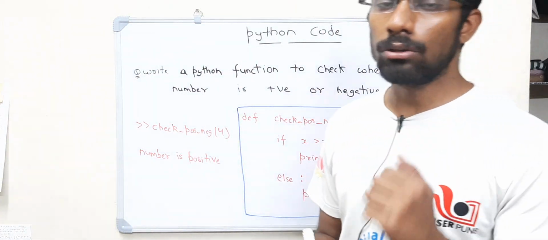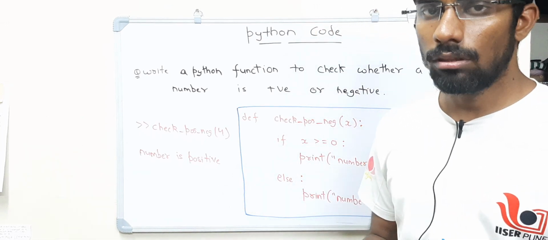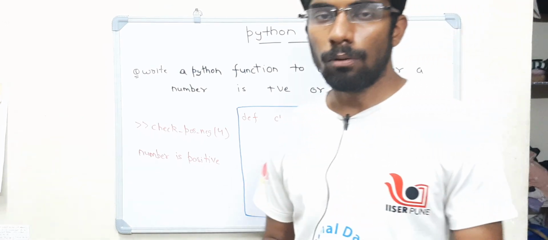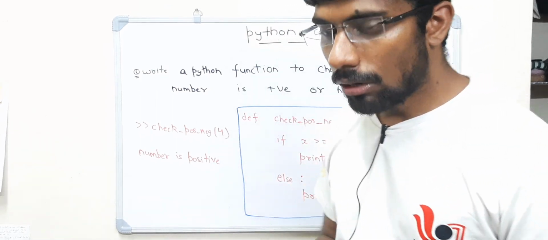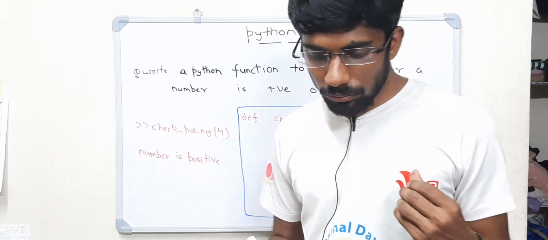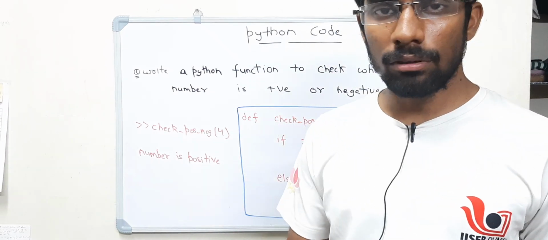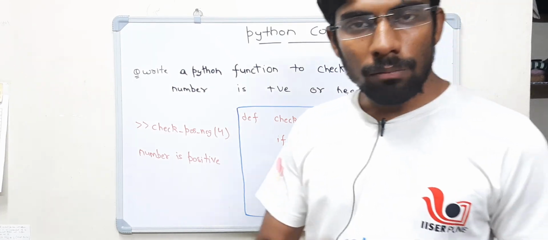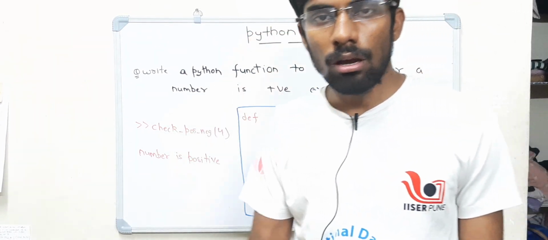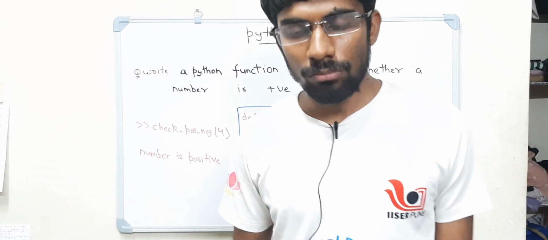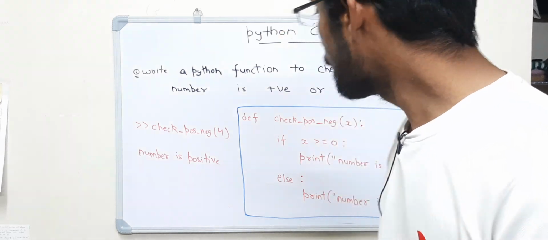In this video, I am going to discuss a Python function to check whether a number is positive or negative. So let's first discuss the algorithm. To check whether a number is positive or negative, it's very simple. If a number is greater than or equal to 0, it is positive. Otherwise, it is negative. So we simply have to implement this using Python code.